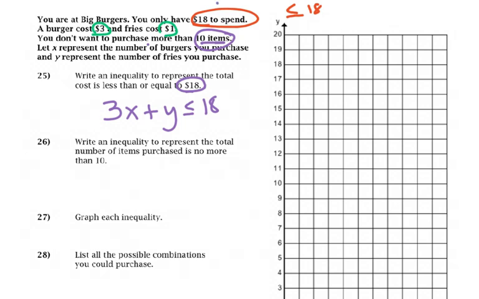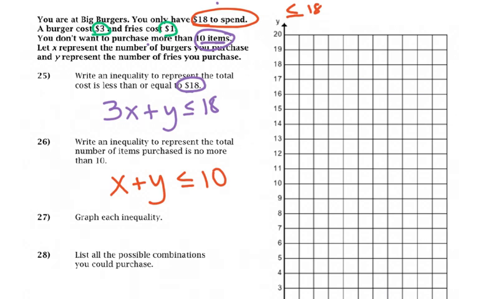The next one I'm going to do says write an inequality to represent that the total number of items purchased is no more than 10. So I'm going to write another inequality to represent my space limitation. I can only carry 10 things. So the number of burgers and the number of fries I'm going to get, when I put them together, has to be no more than 10, so less than or equal to 10. Those are my two inequalities.